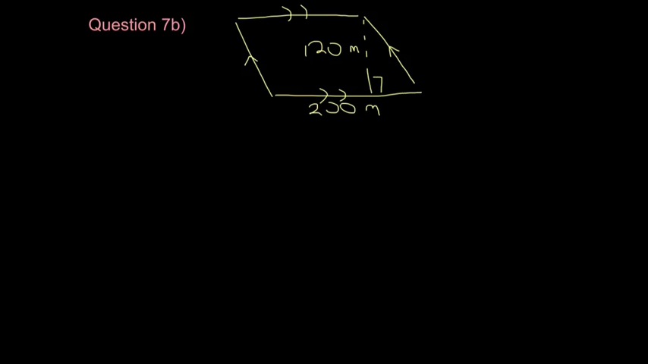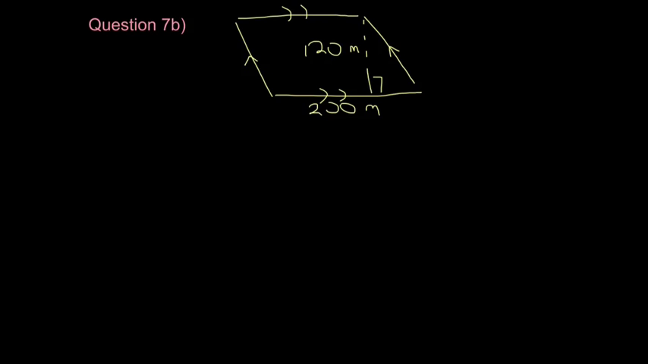Question 7. Question 7 has you look at parallelograms. I'm going to do question B. Okay, let's have a look at this parallelogram. Number one, we know it is a parallelogram because each opposite side is parallel to each other in a different length. We have two important pieces of information. We have a height, and we know it's the height because it's indicated here by a right angle, of 120 meters, and we have a length or a base of 200 meters.